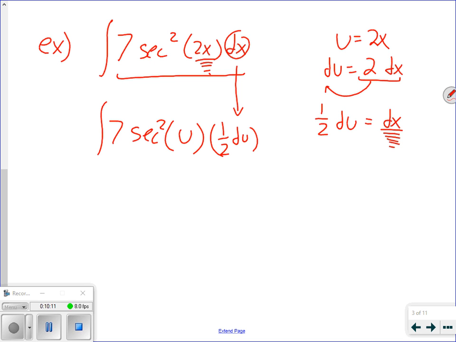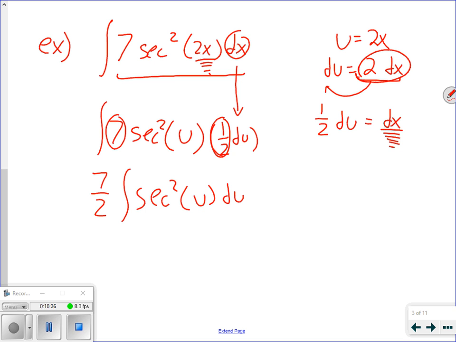Now you see we got everything in terms of u. To make my life a little bit easier, I'm going to take the constants out. That's one of the rules of integration, I can take the constants out. I can take 7 times 1/2, or 7/2, out, and I'm left with secant squared u du. The point of this is that the constant does not substitute out at the beginning. Just move it over with the du and substitute all that in for dx, and then you can take the constant out.